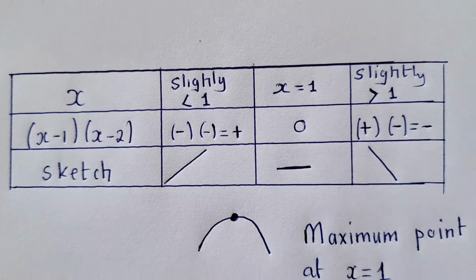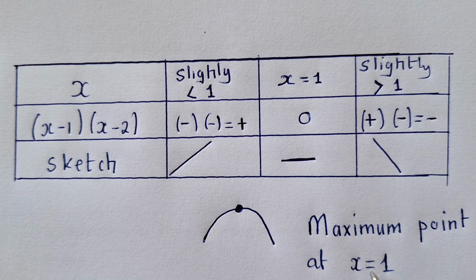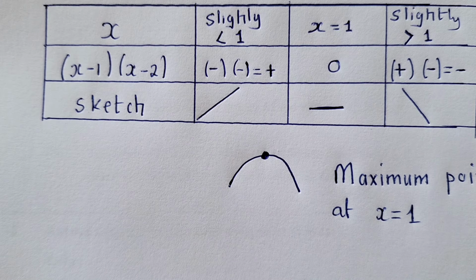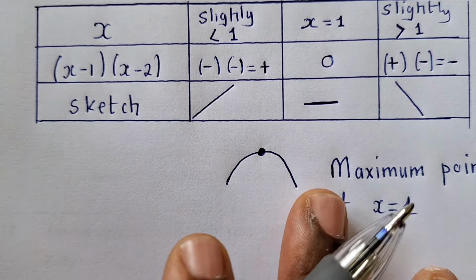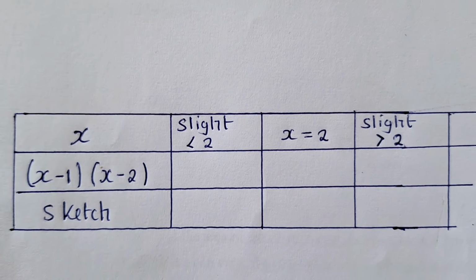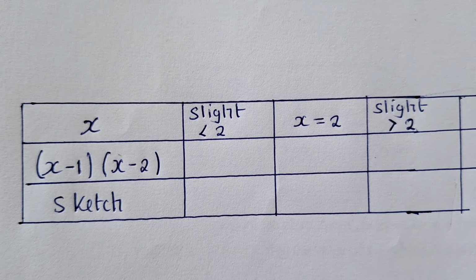So we're done with 1 point. We know that it's maximum. X is equal to 1 is maximum. Now let's try the next one, which is x is equal to 2. So for x is equal to 2, the same procedure, okay, the same method.